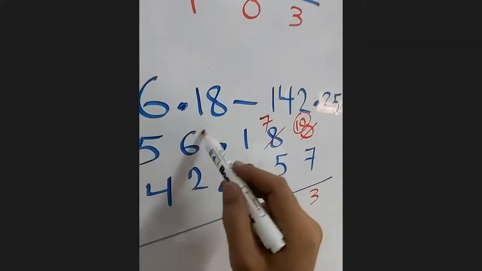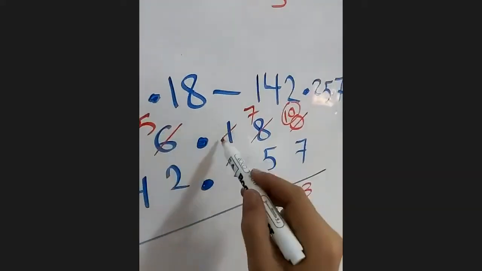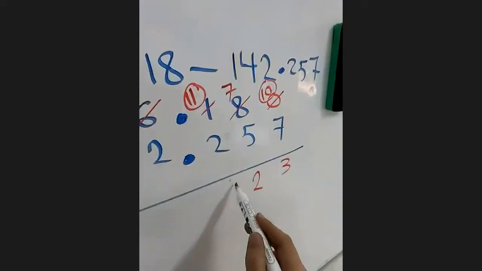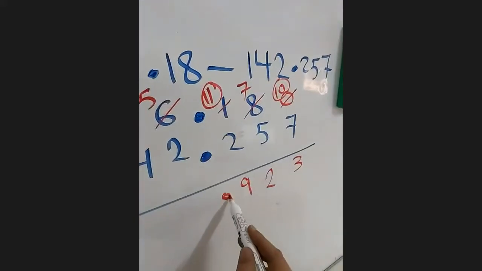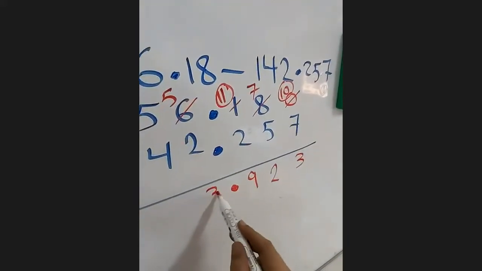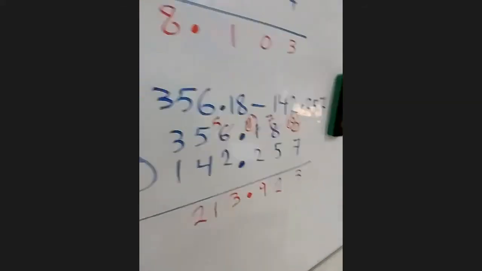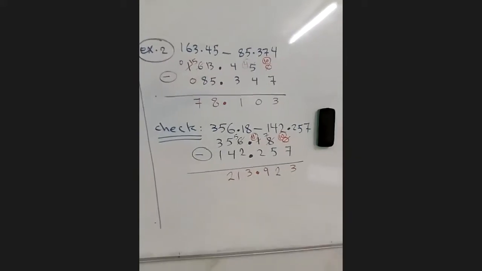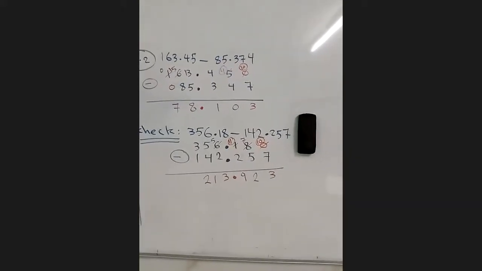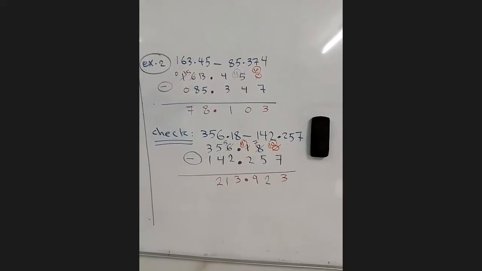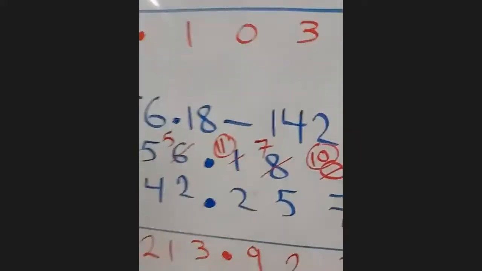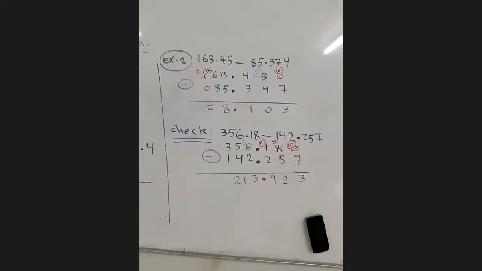You are sharp. This will be 5, this will be 11. 11 minus 2 is 9. The decimal comes down. 5 minus 2, 3. 5 minus 4, 1. 3 minus 2, 1. So the answer is 213 and 923 thousandths.